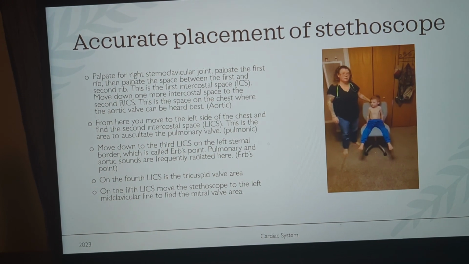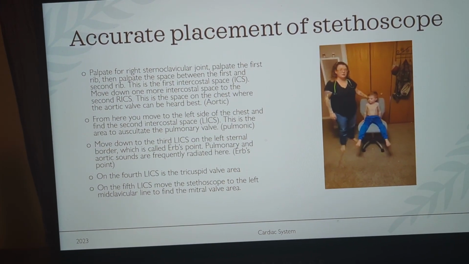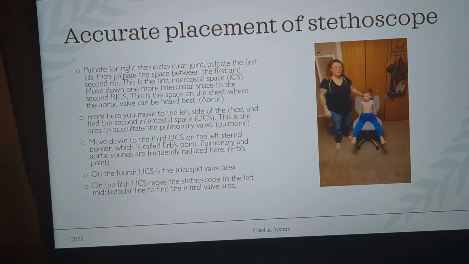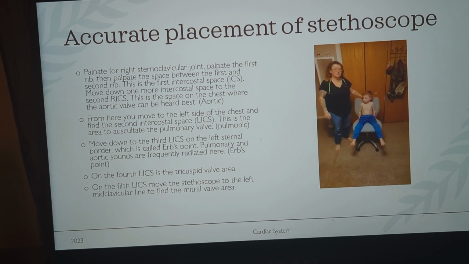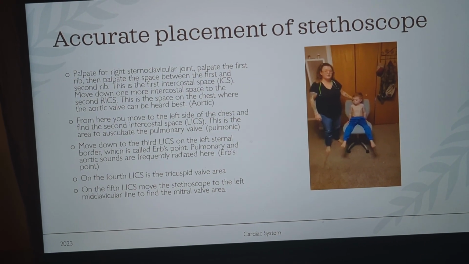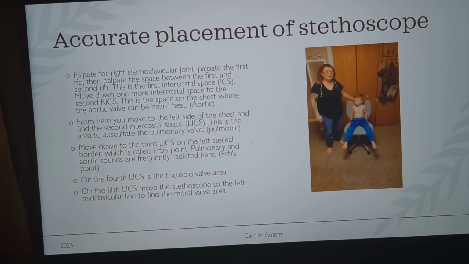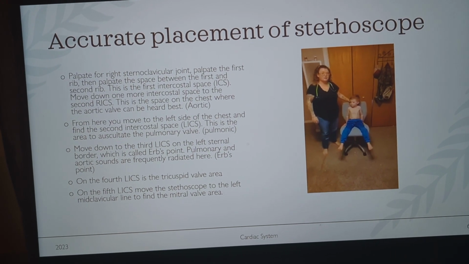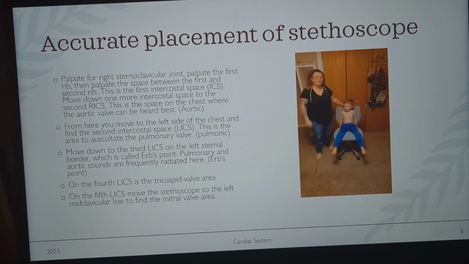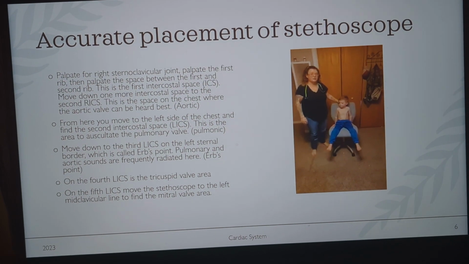From here, you will move to the left side, and you're going to mirror what you did on the right side. So on the left side, second intercostal space next to the sternal border, this is the area to auscultate the pulmonary valve or the pulmonic point. For the third one, you're going to move down to the third left intercostal space on the left sternal border. This is called Erb's point. Pulmonary and aortic sounds are frequently radiated here.